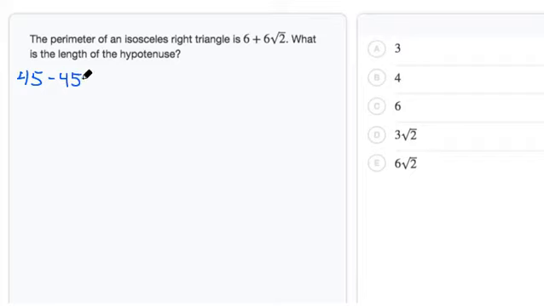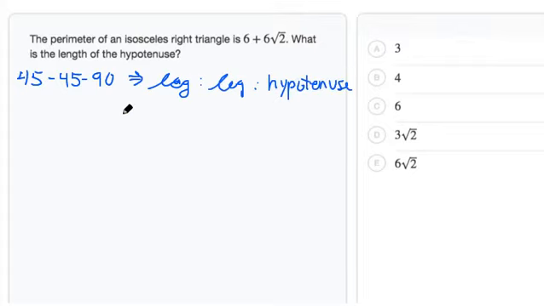45-45-90 triangles. And this implies the ratio of sides, which would be the leg to leg to hypotenuse, which is equal to x to x to x square root of 2, or 1 to 1 to square root of 2. This is just the ratio scaled by some multiplier x, so either will be fine.